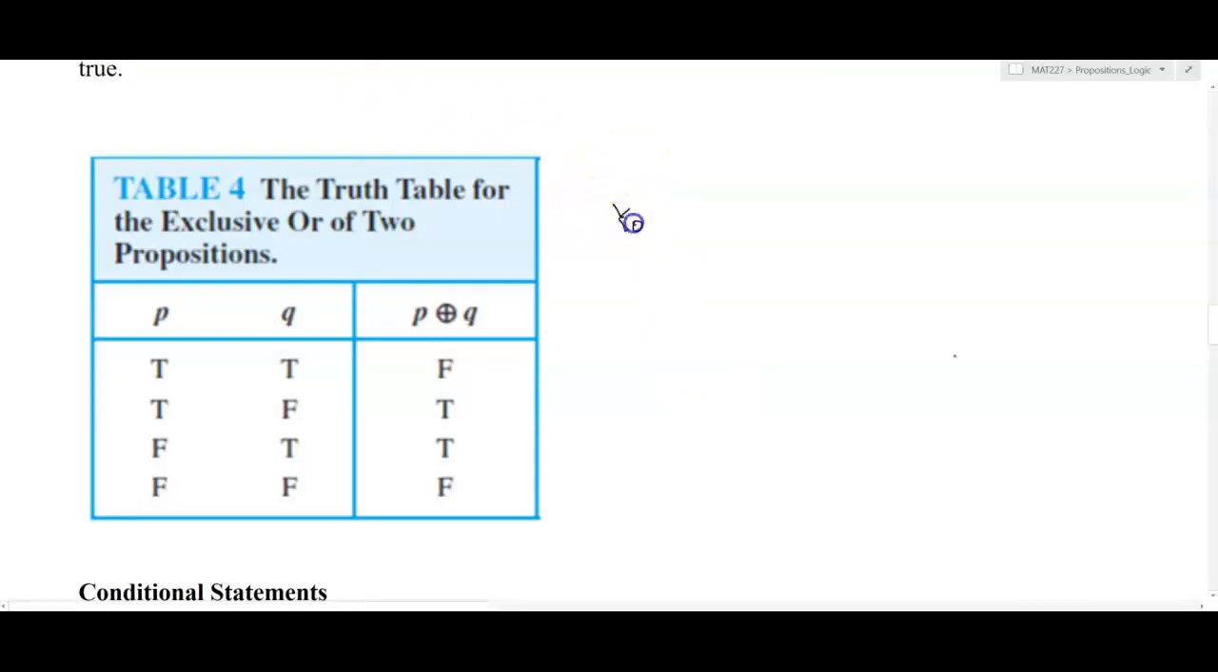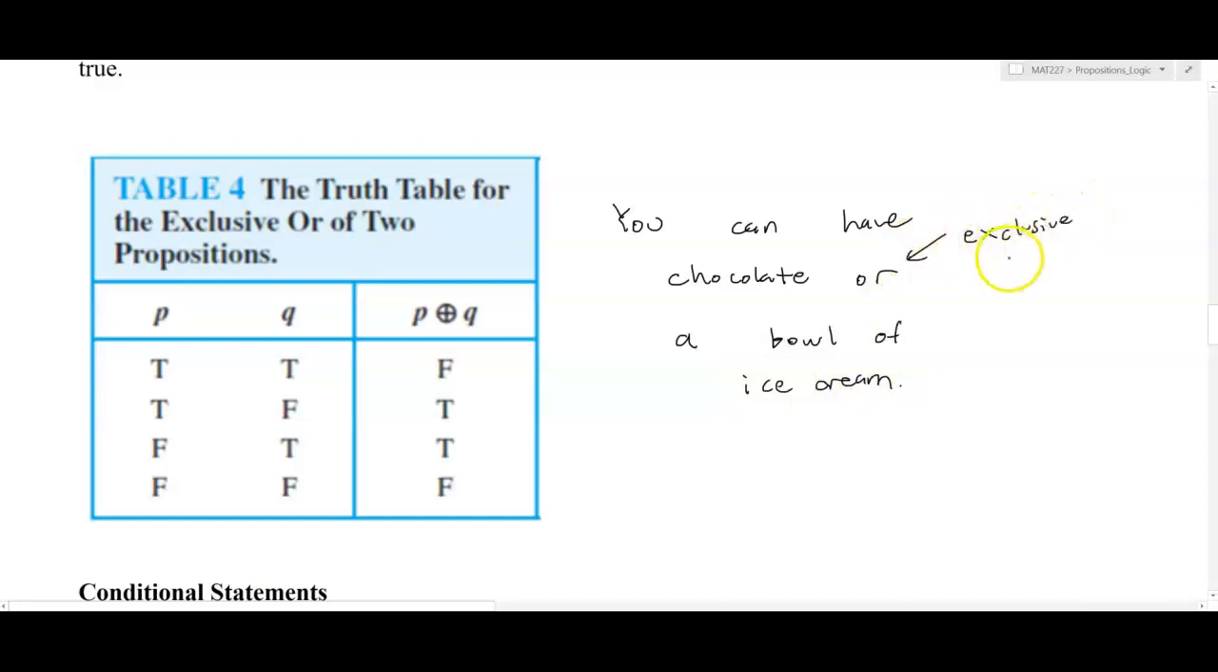We can say you can have chocolate or a bowl of ice cream. Well, if we're telling this to a child, usually we mean this as an exclusive OR, right? If they say, well, I'll take both, because by definition, OR means one, the other, both. But really, the way the parent meant this is to say, you can have one, the other, but not both.